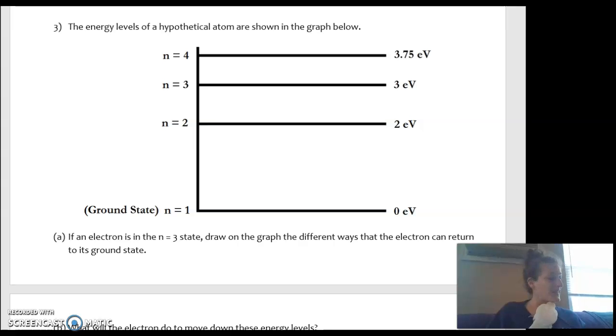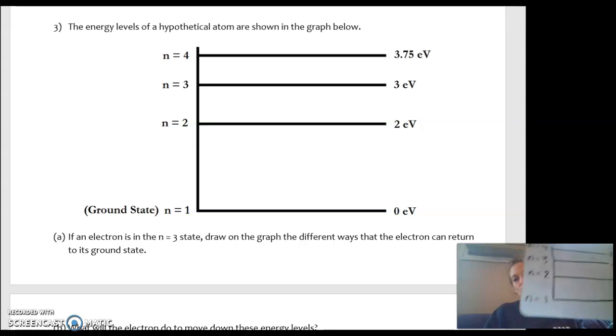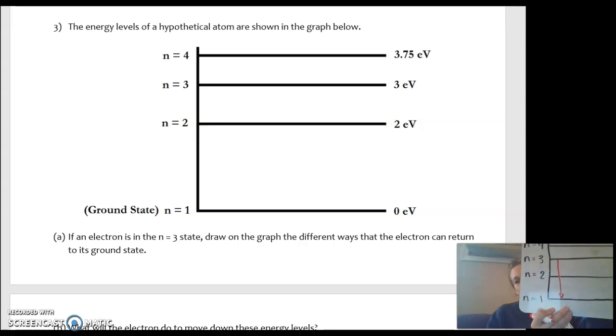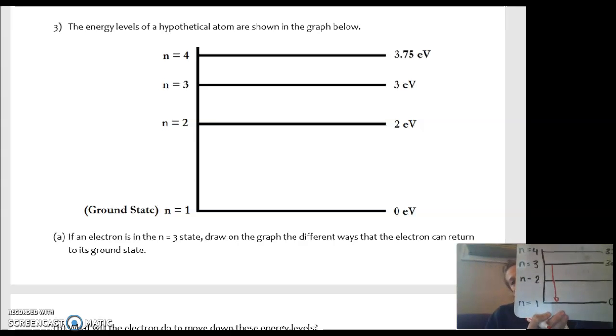And what we would do, so it's in the n equals 3 state, right? And we wanted to get back to the ground state, n equals 1. So I would show on my image with an arrow that the electron can move from the n equals 3 state right to the n equals 1. So that's how I would show that. I would just draw an arrow from the n equals 3 to the n equals 1.